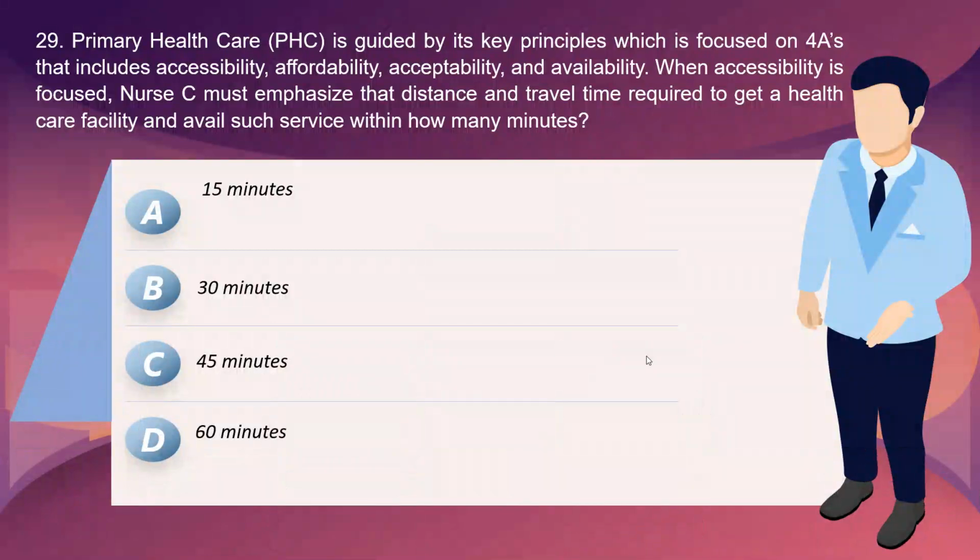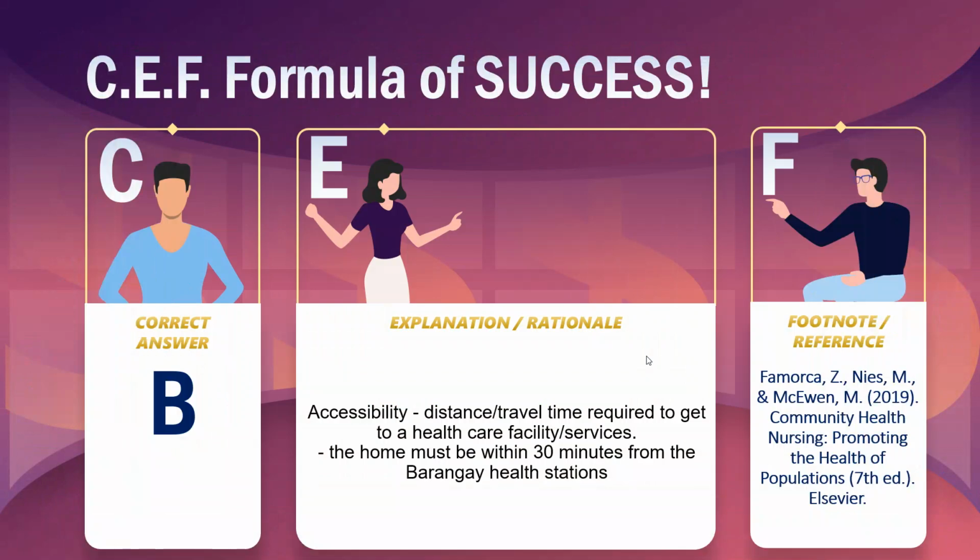29. Primary healthcare is guided by its key principles, which are the four A's: accessibility, affordability, acceptability, and availability. When accessibility is the focus, nurses must emphasize the distance and travel time required to get to a health care facility and avail of such service within how many minutes? 15 minutes, 30 minutes, 45 minutes, or 60 minutes. The answer here is letter B, 30 minutes. Accessibility is focused on the distance or travel time required to get to a healthcare facility, and the home must be within 30 minutes from the barangay health station. So that is letter B.